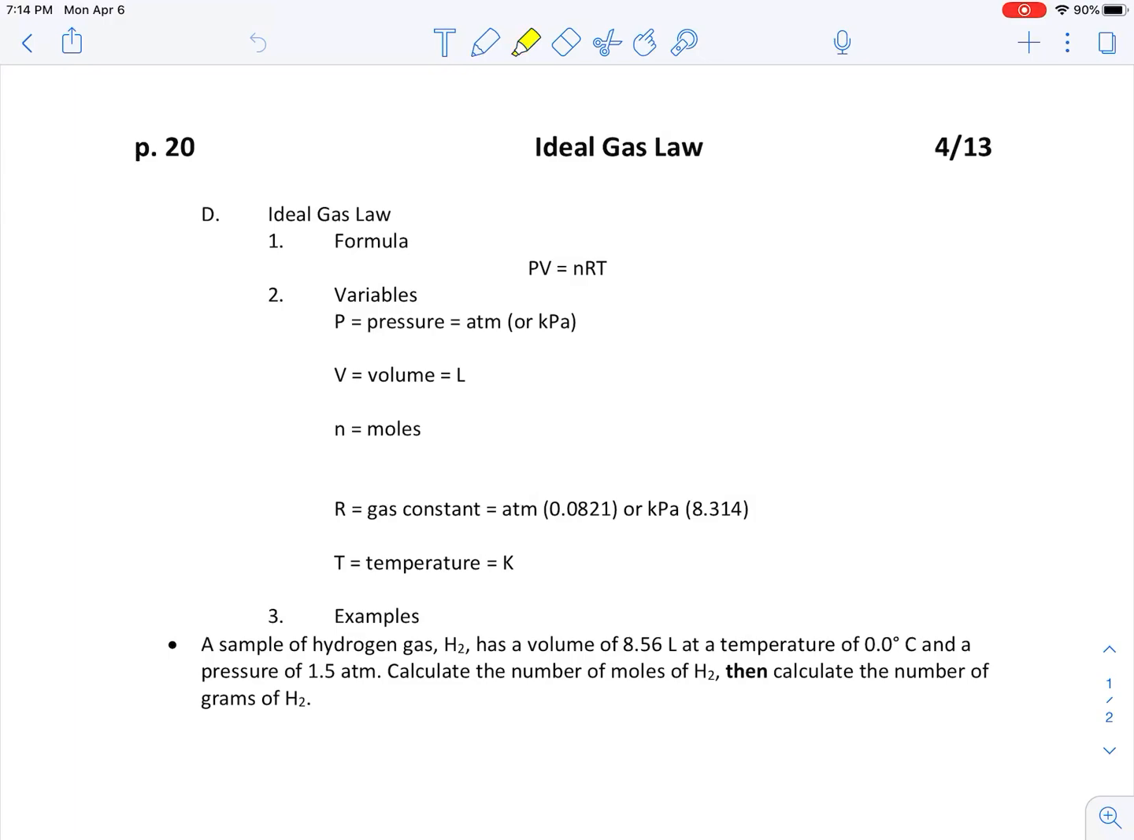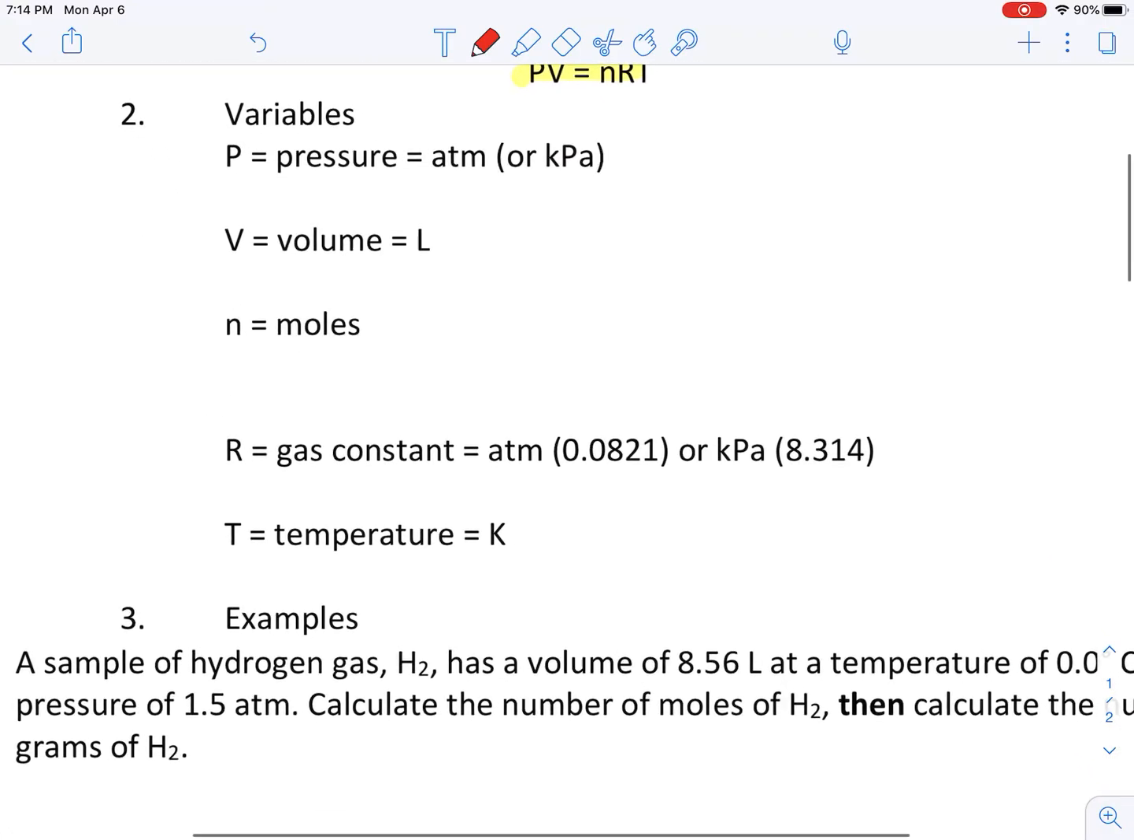So to go through it, here's our formula, PV equals nRT. We know what most of these variables are, we just maybe haven't seen them for a while. We have P, which is our pressure. Our pressure has to be in either atmospheres or kilopascals, and we'll get to that when we get down to the constant. But if your pressure is not in one of those two, you're going to have to convert it to that. Just like your volume, which is V, it has to be converted to liters.